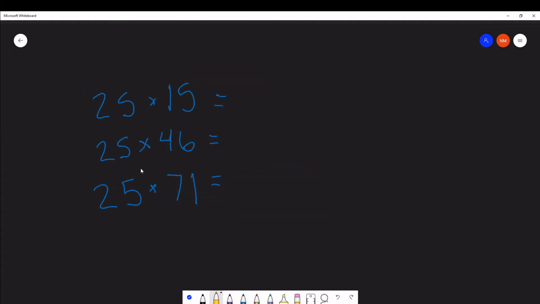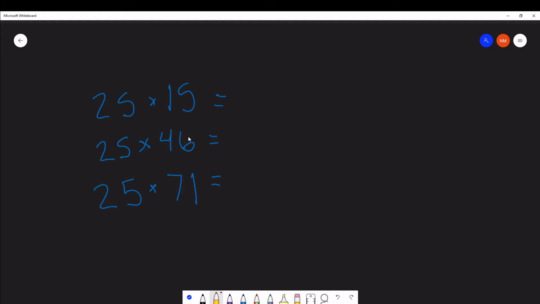So what happens when we multiply a number by 25 and that number isn't quite exactly divisible by 4? Well, the same concept still applies, but we're just going to have to work with decimals. Before I solve these questions, I want you guys to try these out for yourself. So pause the video and play it again once you've finished.